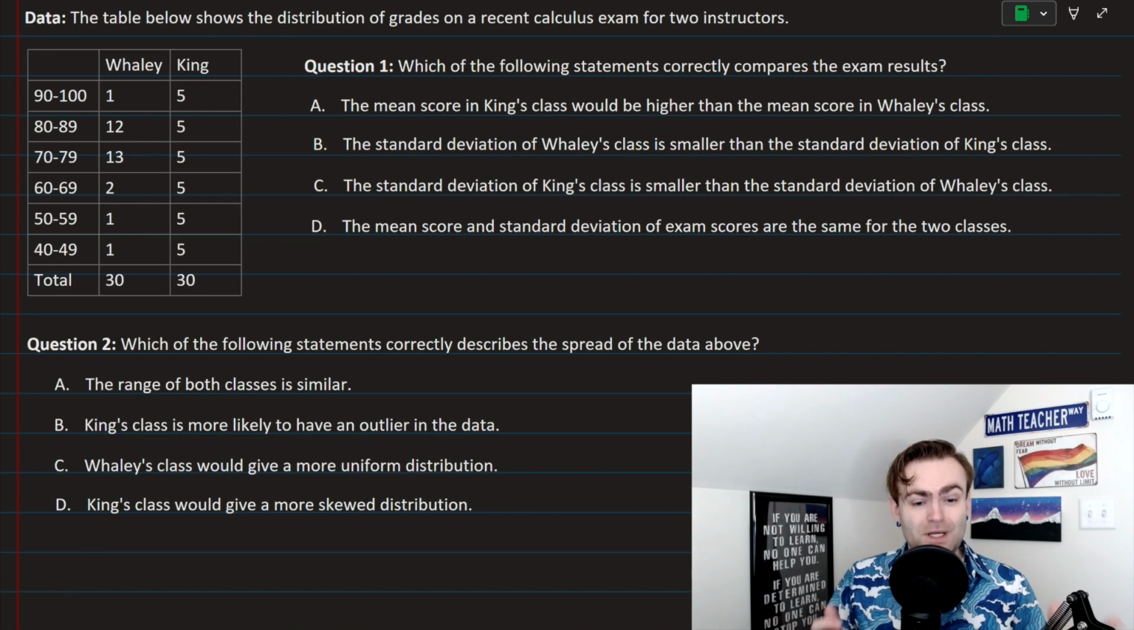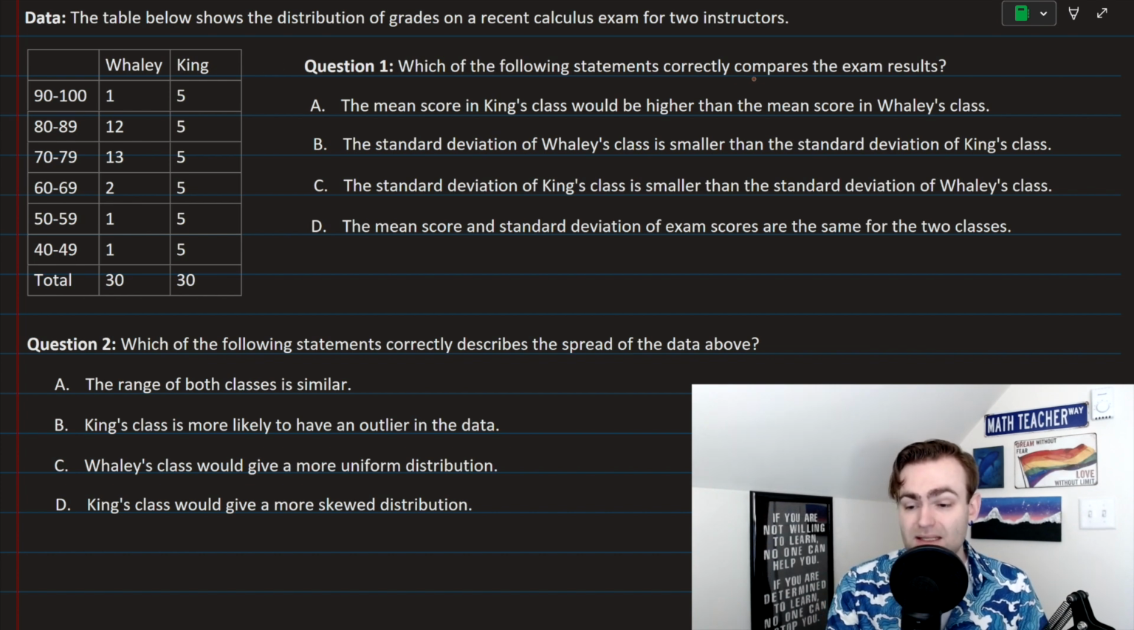All right, time for questions. So we have two questions here, and they're both based off of the same data set. The table below shows the distribution of grades on a recent calculus exam for two instructors. We have Whaley and King, and we have two different distributions of grades. You can see there's 30 students in each class, and the number of students that got between a 90 and 100 for me was 1, for King was 5, so on and so forth.